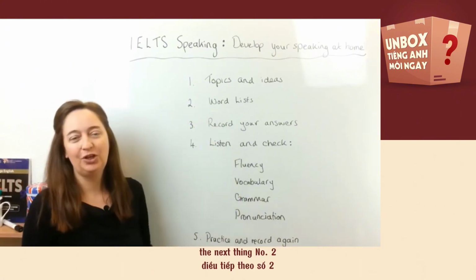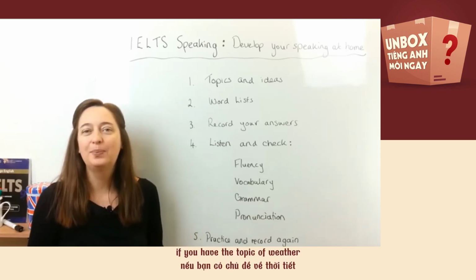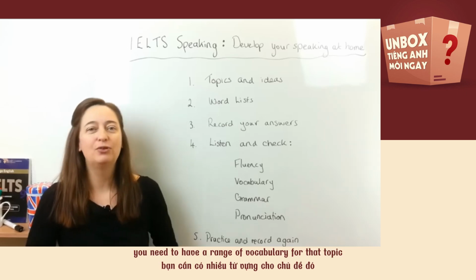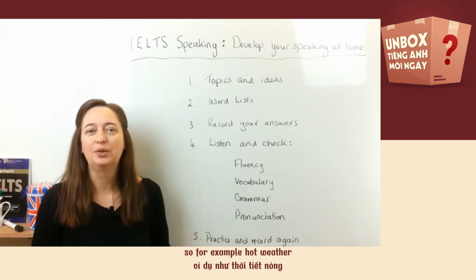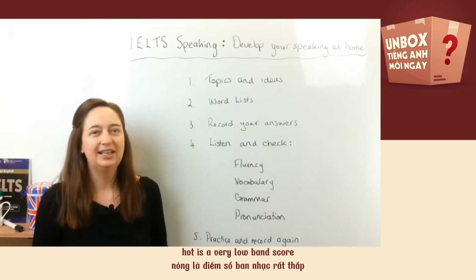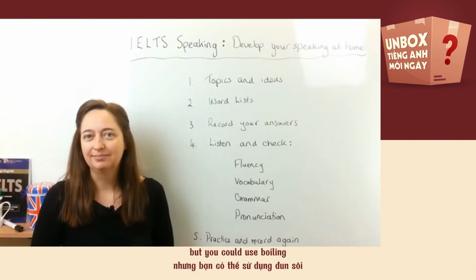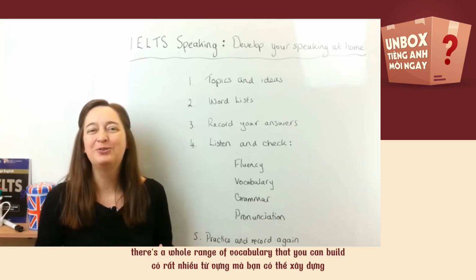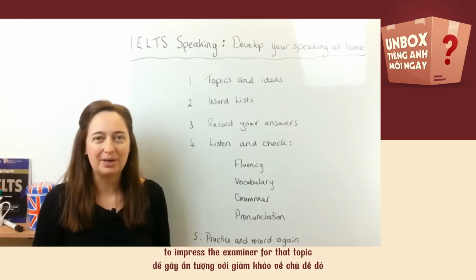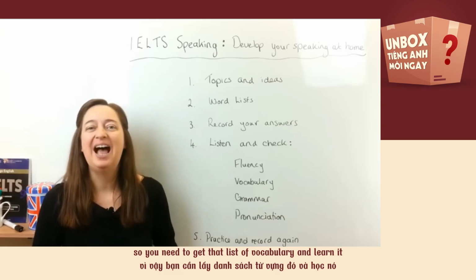The next thing, number 2, is a word list, so vocabulary. If you have the topic of weather, you need to have a range of vocabulary for that topic. So, for example, hot weather. Hot is a very low band score, but you could use boiling, scorching, sweltering. There's a whole range of vocabulary that you can build to impress the examiner for that topic. So you need to get that list of vocabulary and learn it.